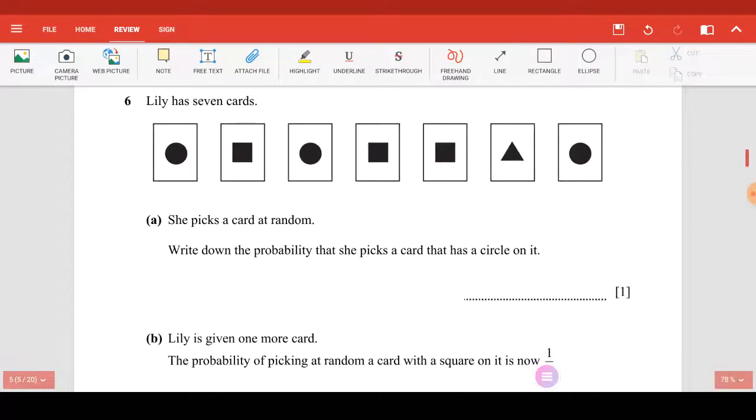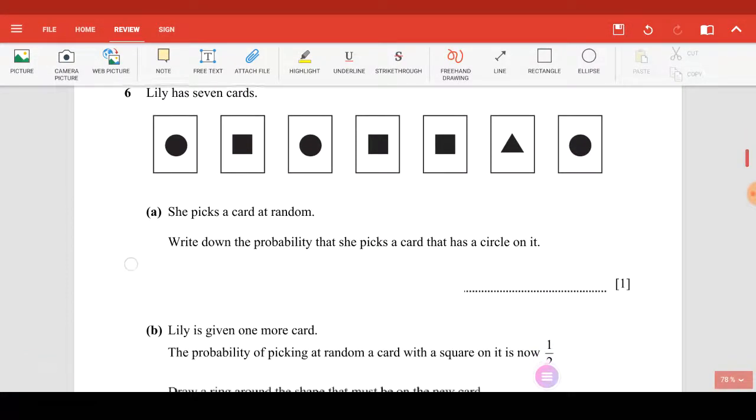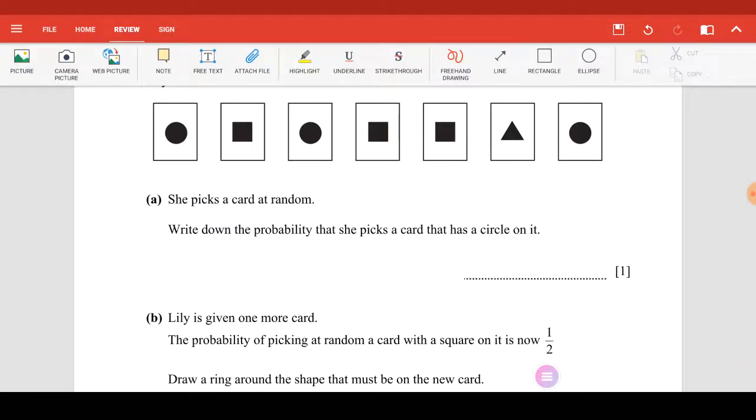Next one, number 6. Lily has 7 cards, 3 with circles, 3 with squares, and 1 with triangles. She picks a card at random. Write down the probability that she picks a card that has a circle on it.